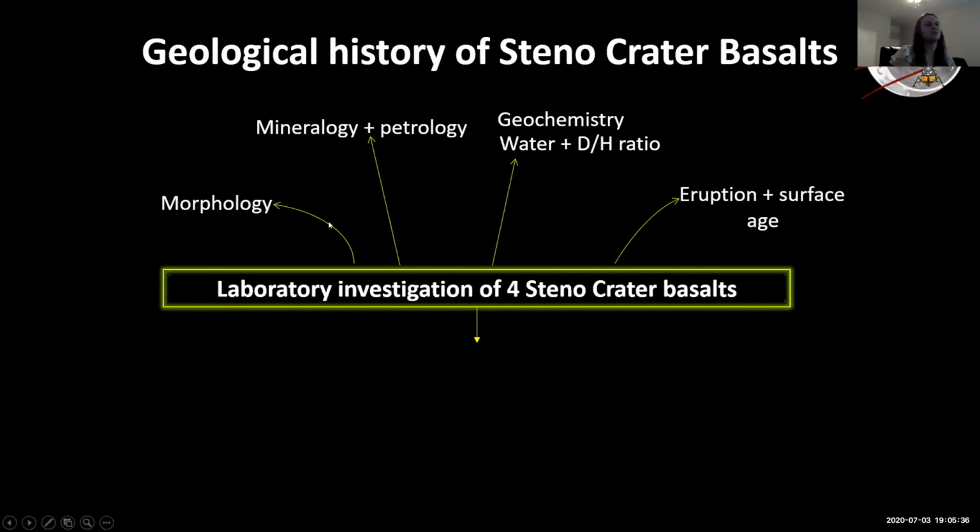And this is going to be the first time that such an in-depth coordinated study has been done for the morphology of the samples, their mineralogy and their petrology. So how were these samples formed, how did they crystallize, and what's happened to them since then? Looking at their geochemistry, including their water contents and their deuterium to hydrogen ratios, and then trying to determine their eruption crystallization ages and also their surface ages. So at what point in time were these samples exposed at the lunar surface?